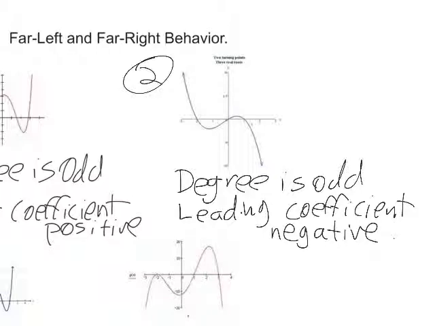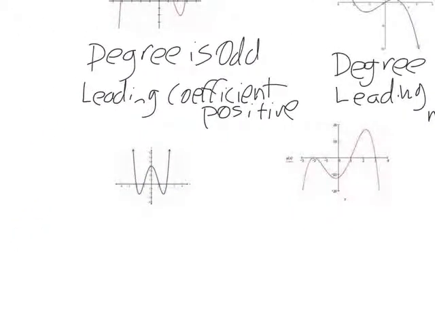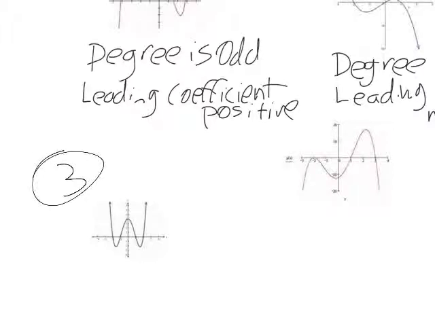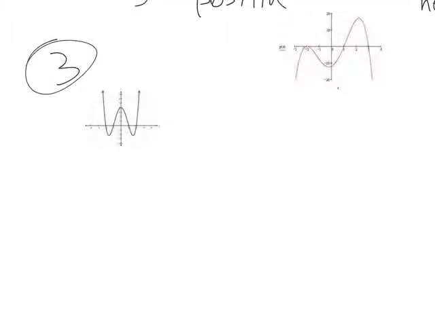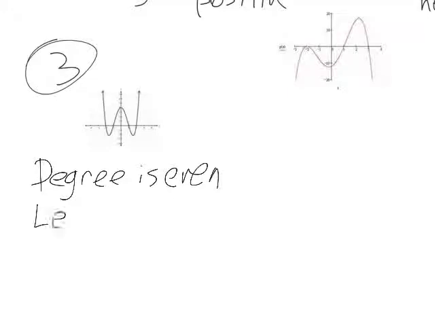Now let's look at these two where the two ends go the same direction. This is number 3. Notice that both ends of this graph are going up. When you have odd degree, they go opposite directions, so when you have even degree, they will go the same way. So our degree is even. And again, the right end tells you if the leading coefficient is positive or negative. If the right end goes up, then you have a positive leading coefficient.